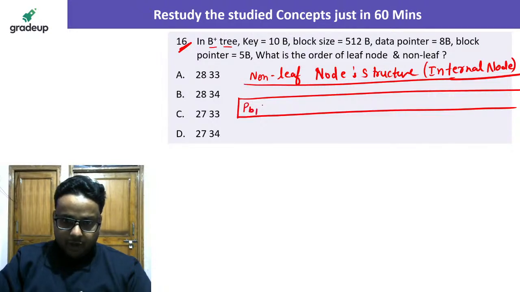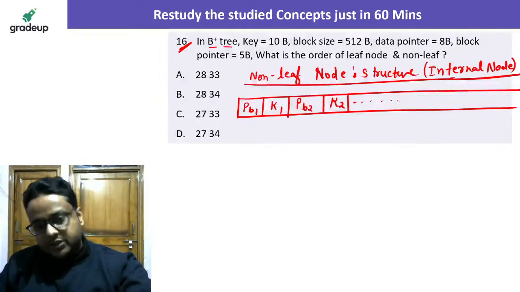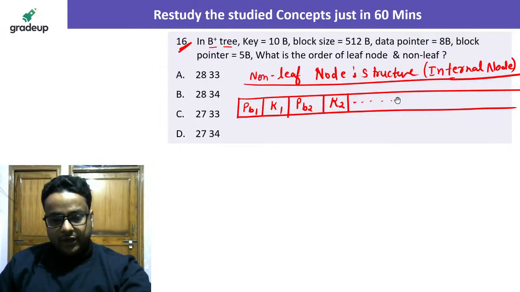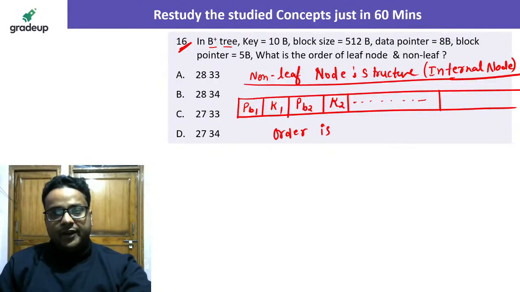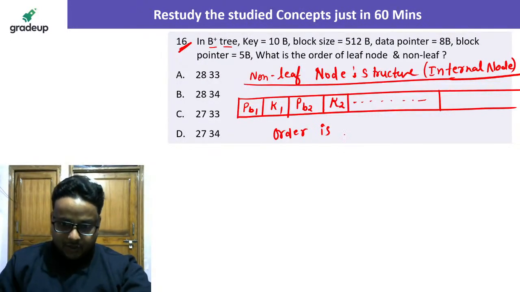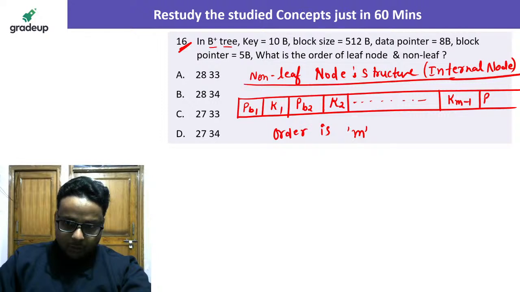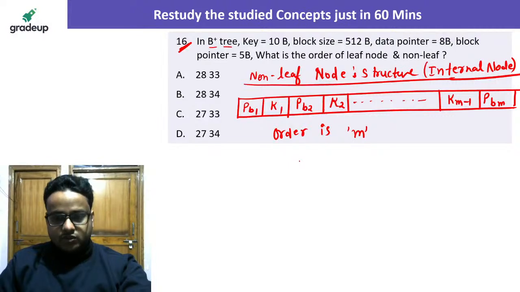So I call block pointer 1, then key 1, then block pointer 2, key 2, and so on. So this will be the non-leaf or internal node structure, and here the keys will be up to the order, let's say the order is m, because the order of non-leaf and the order of leaf will be varying. So the last will be key m minus 1 and one more block pointer, PBm. Right, this is the non-leaf structure.